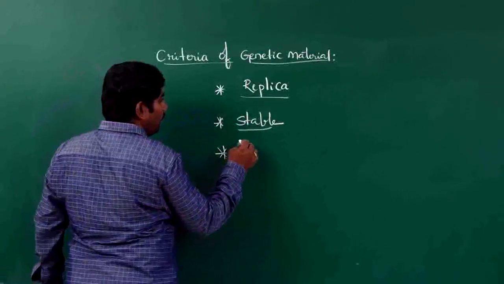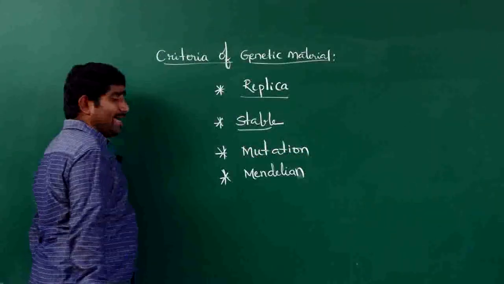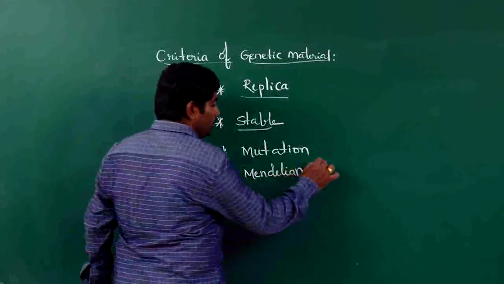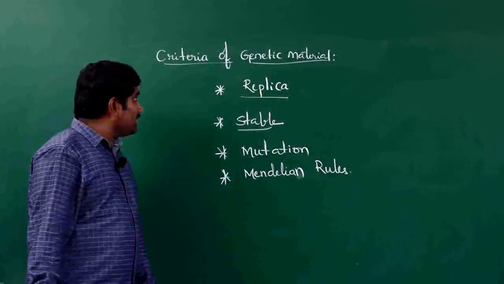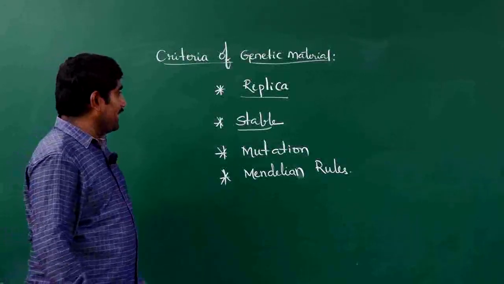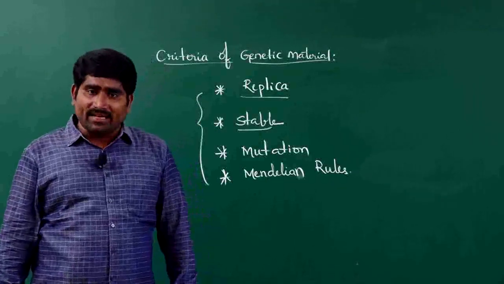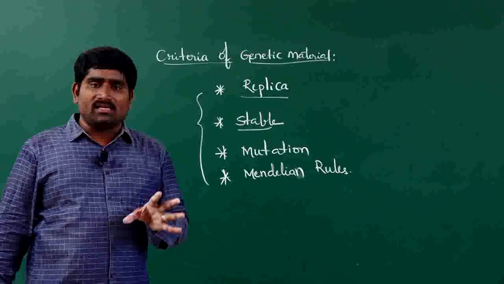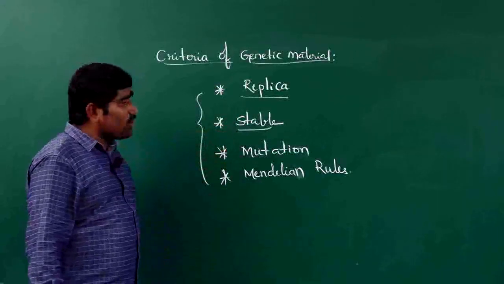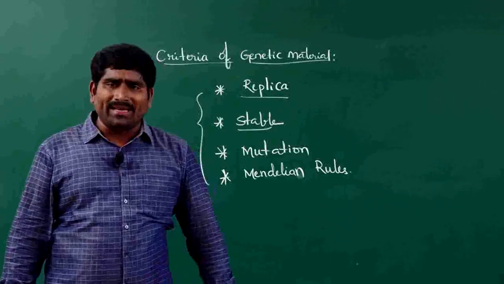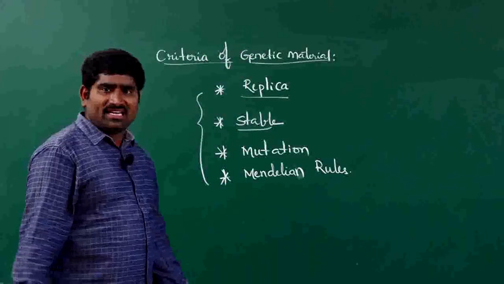Next, a genetic material should undergo mutation. A genetic material should follow Mendelian rules. So these are the total criteria of genetic material. When any material is following all these things, then we can say that it is a genetic material. If any substance or molecule satisfies all four of these criteria, that particular material can be considered genetic material. This is the criteria of genetic material.